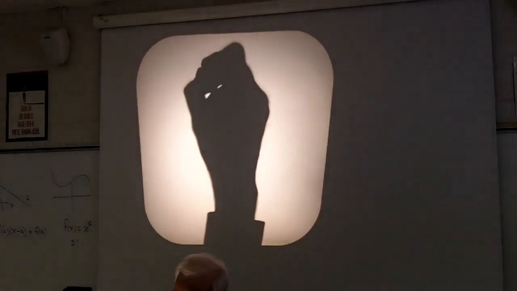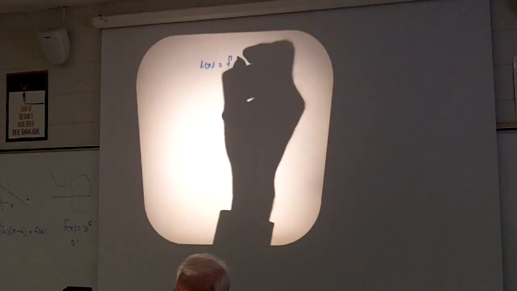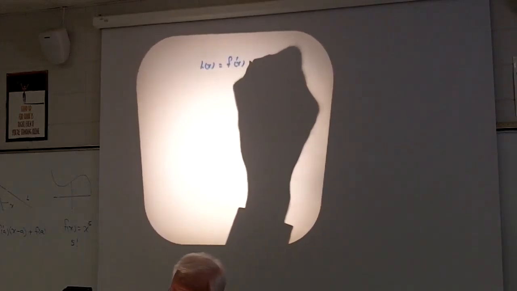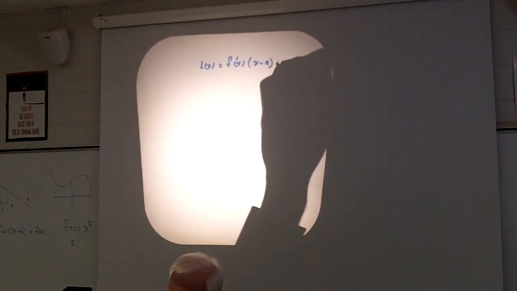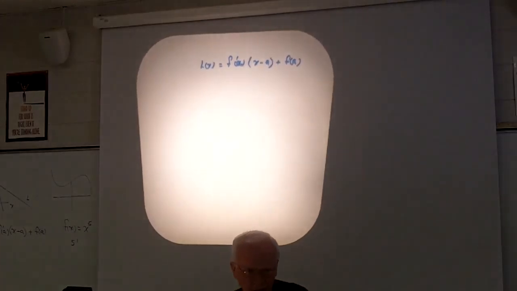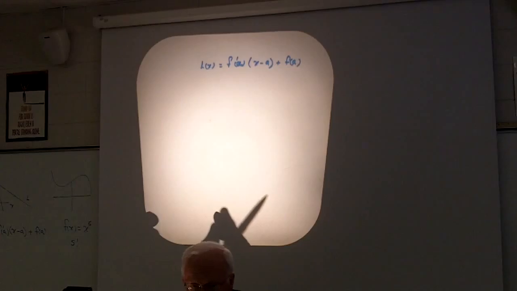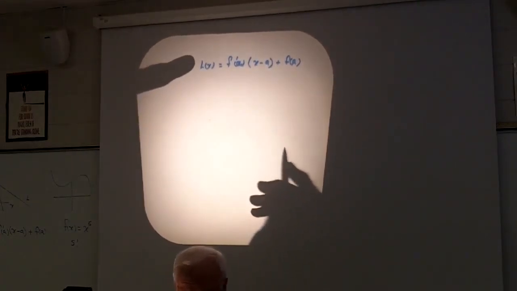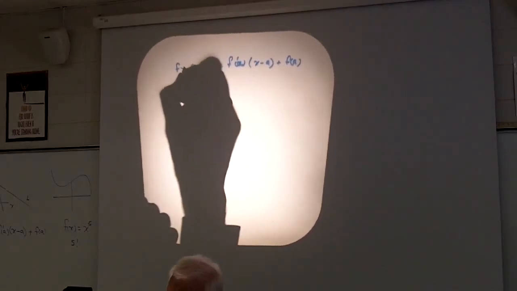Okay, we have this. L of x, this is my line, is equal to f prime at a times x minus a, plus f of a. Why'd you put an x in there this time? Oh, this is supposed to be an a, because I made a mistake. Now, this is approximately equal to f of x.